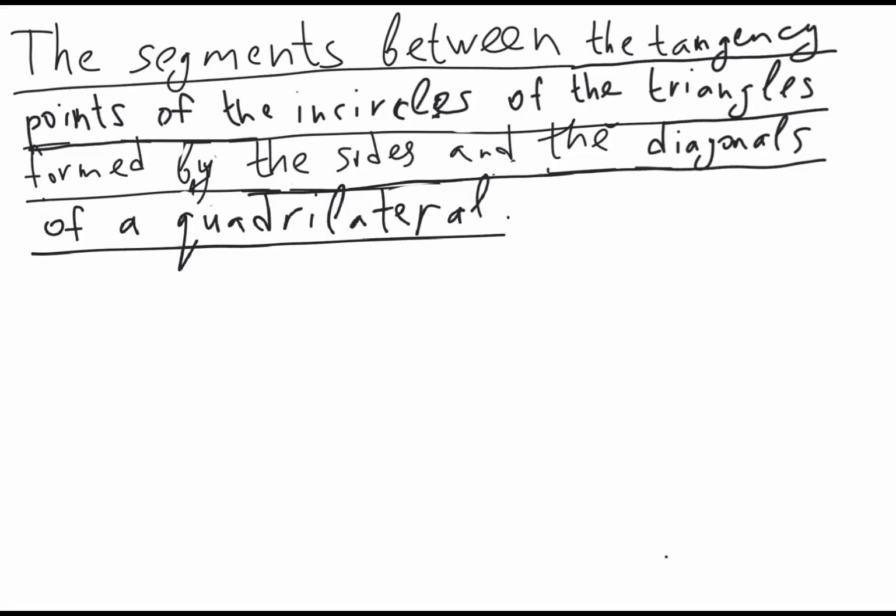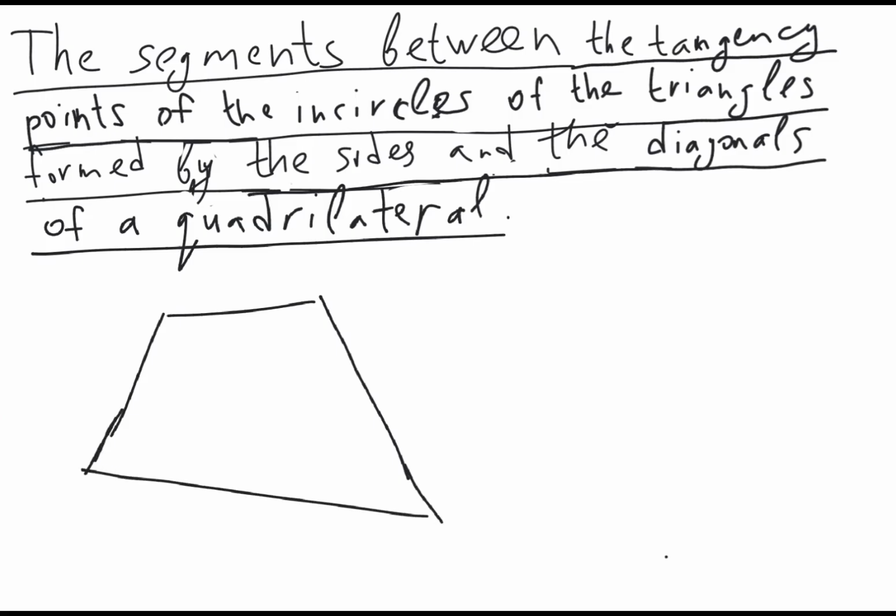Okay, in this video I'm going to talk about the segments between the tangency points of the incircles of the triangles formed by the sides and the diagonals of a quadrilateral. So basically we have an arbitrary quadrilateral, something like that, and we take both diagonals in this quadrilateral, and there are now 4 triangles formed by 2 sides and a diagonal.